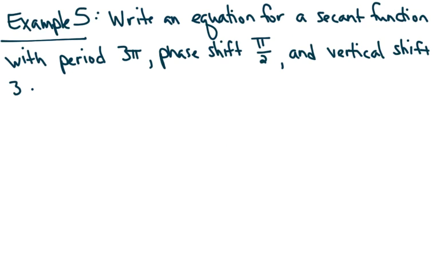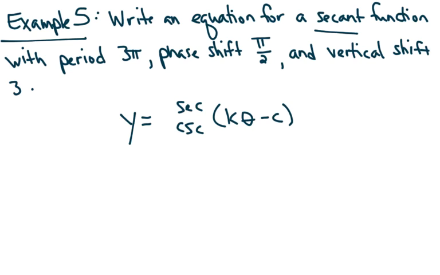The last thing that we're going to do is write an equation if I give you information about it. For secant and cosecant, this works similar to sine and cosine. The only difference is there's no amplitude. So the equation is either going to be secant or cosecant. In this case, it's secant because they told me. K theta minus C plus H. Since I'm only plugging in 3 things this time, there is one thing I know I can plug in, and that's the vertical shift. Since it's positive 3, I'm going to put a 3 there.